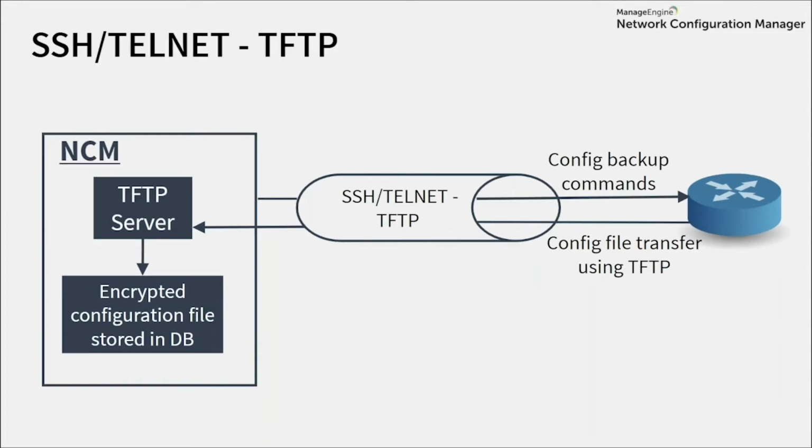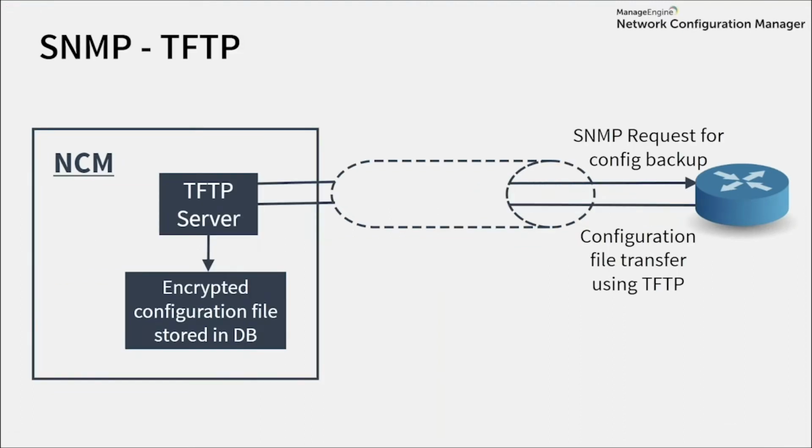So as the protocol combinations change, all that changes is the communication channel that is being established and what protocol is being used to send the configuration backup commands and receive the configuration files. And all these files are encrypted and stored in the database. So if you're using the SNMP TFTP protocol, there's no communication channel that is being established. An SNMP request is sent for configuration backup, and the configuration file transfer happens through TFTP. The TFTP server in NCM then receives this file, encrypts it, and stores it in the database.